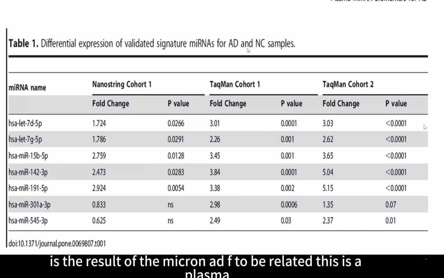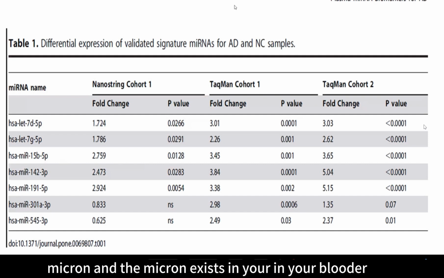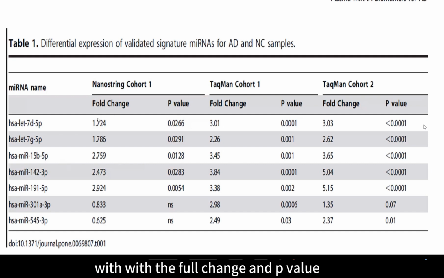This is the result of the microRNAs found to be related. This is a plasma microRNA, the microRNA that exists in your blood, with the fold change and the p-value, as you can refer to here.